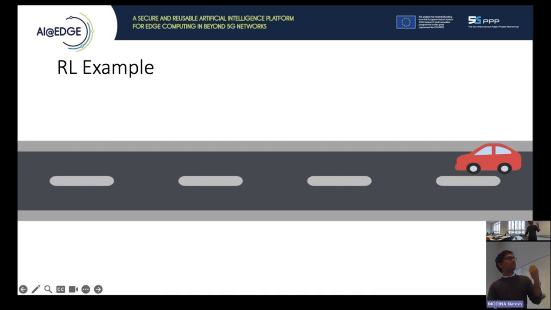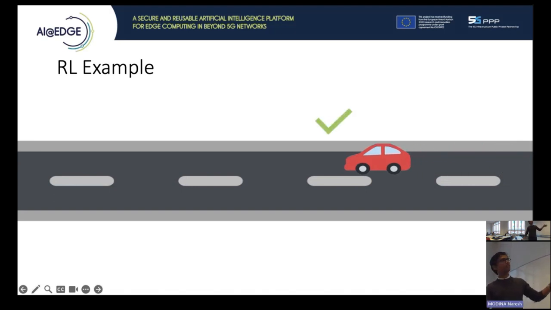So if the action is chosen such that it goes straight, then it's clearly a good action. A stronger reward will be assigned to this. Then the automatic system knows that this action is a feasible action, and when such a situation comes again, it will try to replicate this action. Clearly, because at the beginning you don't know which actions to choose, you choose randomly.